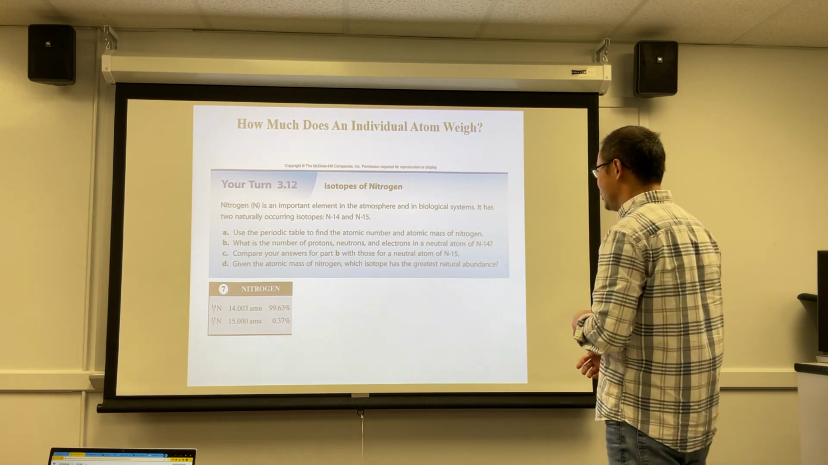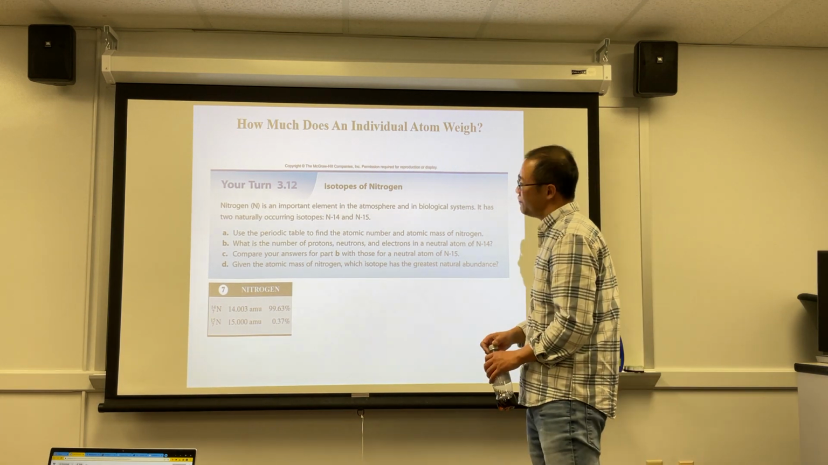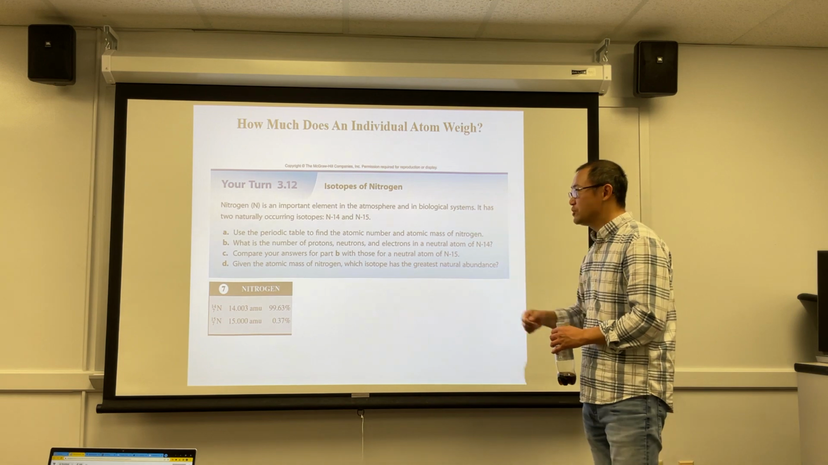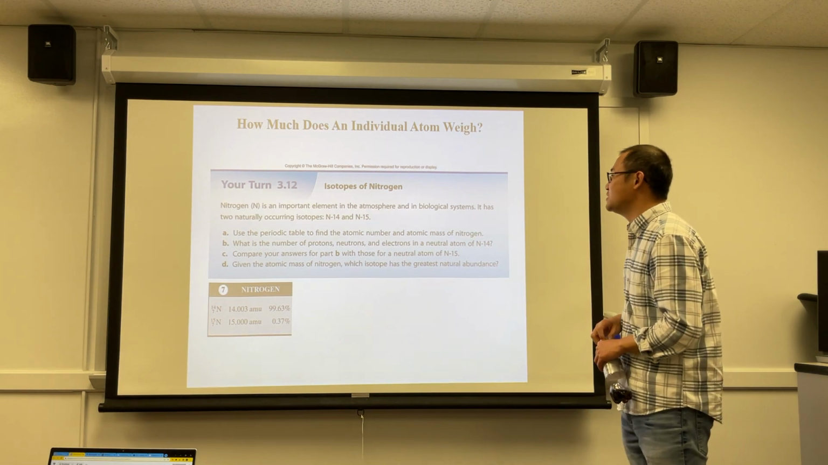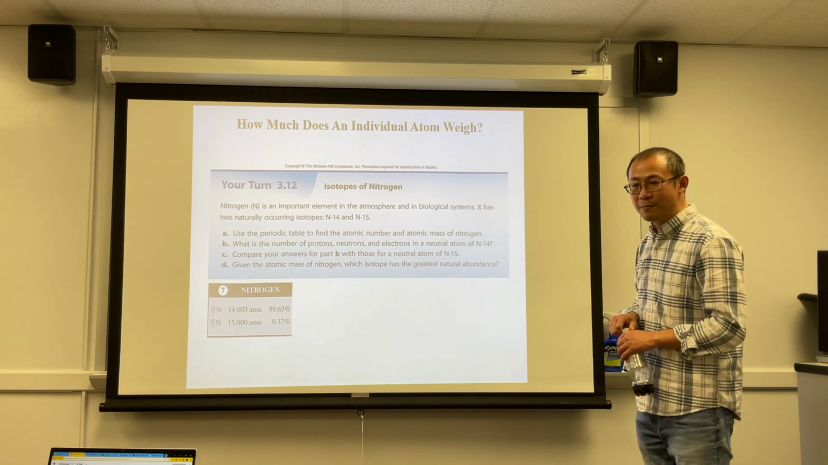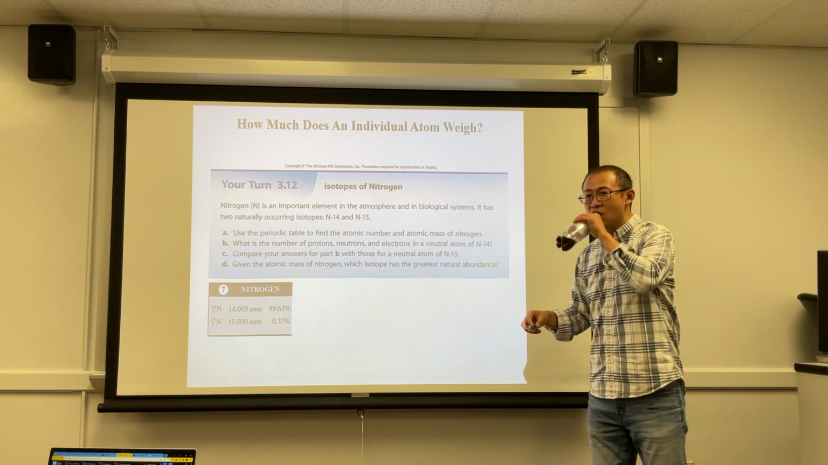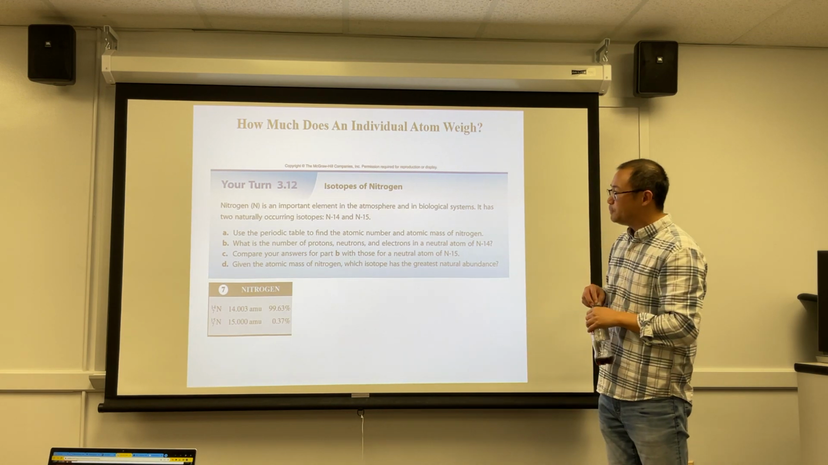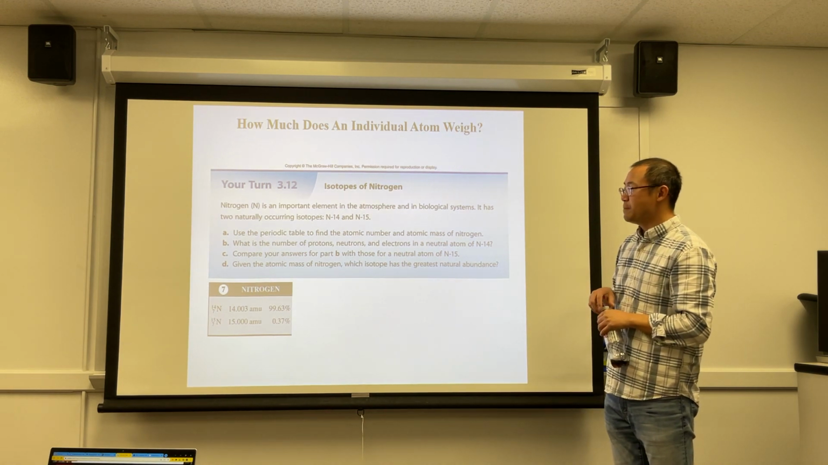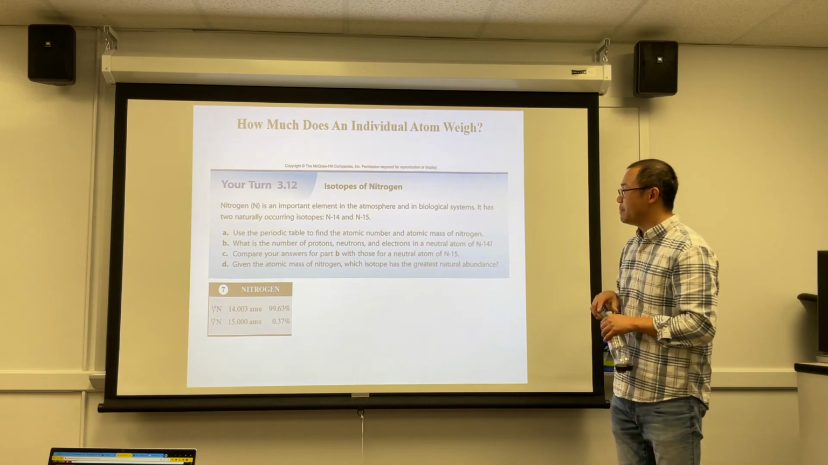Okay, nitrogen. Nitrogen has two naturally occurring isotopes, nitrogen-14 and nitrogen-15. First question: use the periodic table to find the atomic number and atomic mass for nitrogen. Do you have a periodic table with you? You can pull it out because we're going to use that a lot. Use the periodic table to find the atomic number and atomic mass of nitrogen.